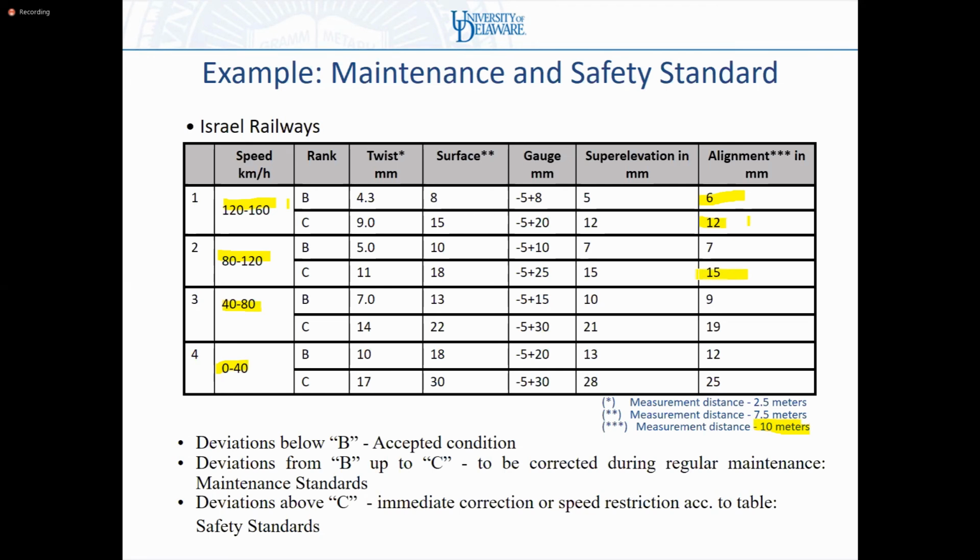So the next speed category, the safety threshold, is 15 millimeters. 13 is less than 15, so I can slow my train down to between 80 and 120 kilometers per hour and be okay.